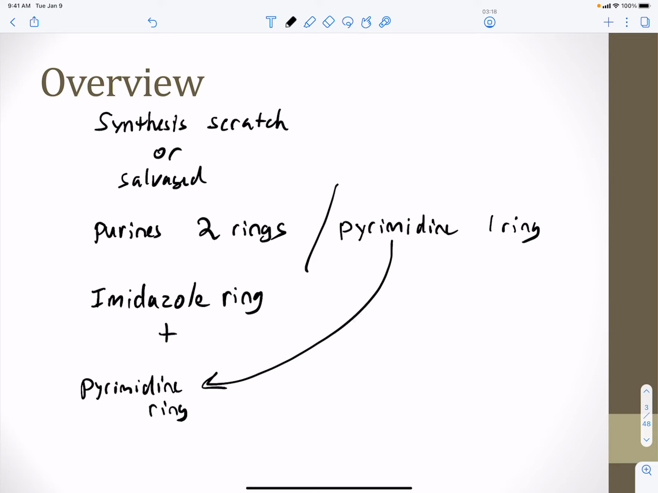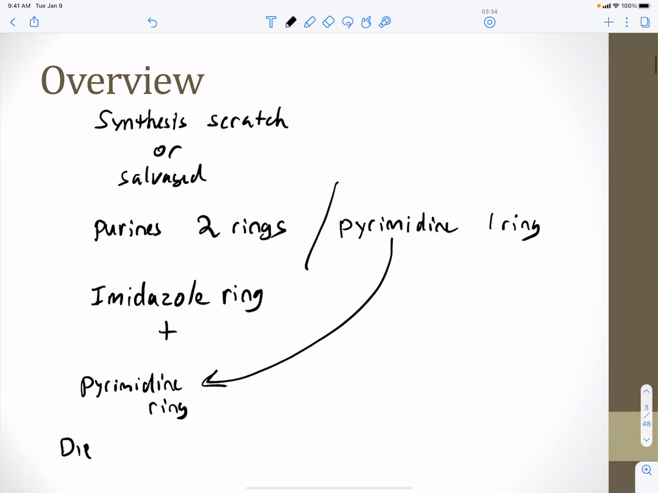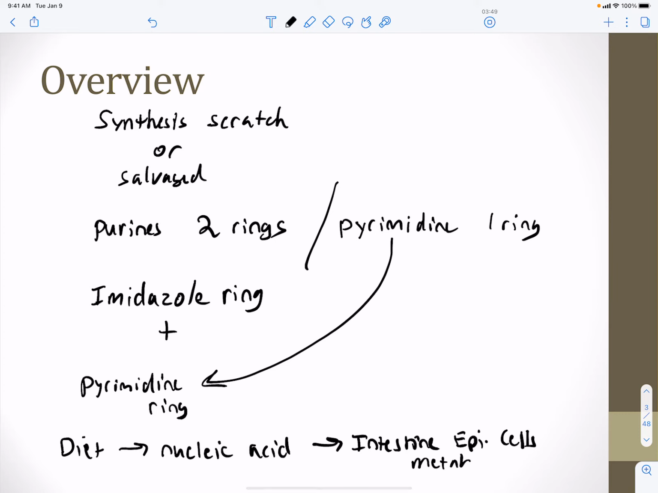You can also take these up in the diet, but most of the nucleic acids that are taken up in the diet are going to be metabolized by those cells taking them up, the intestinal epithelial cells. So you actually don't absorb very much of what you actually take in from your diet.